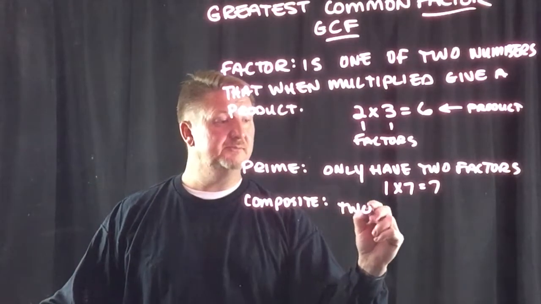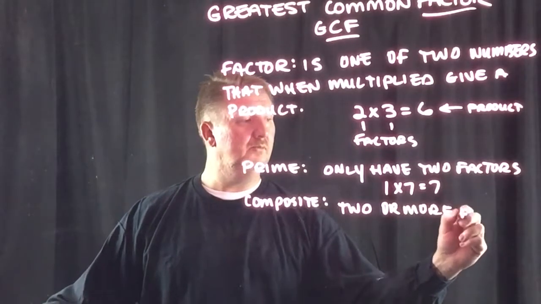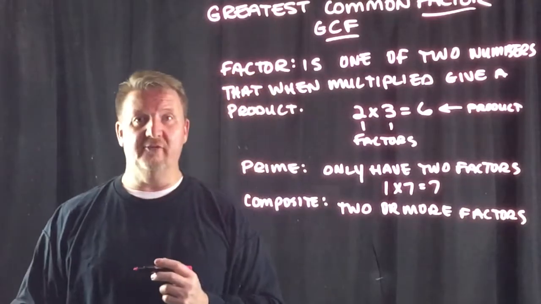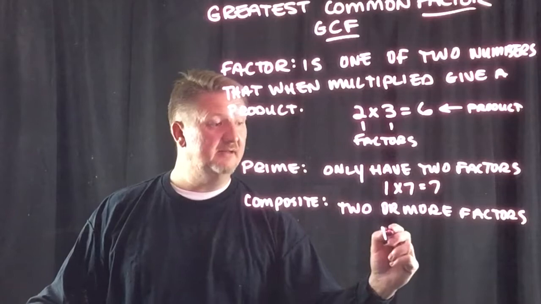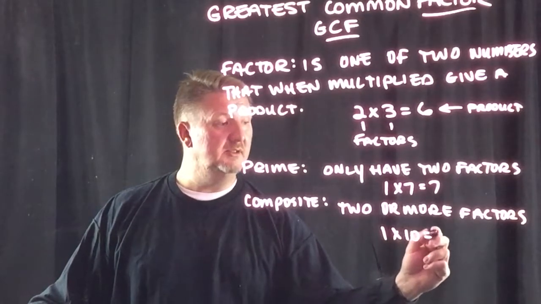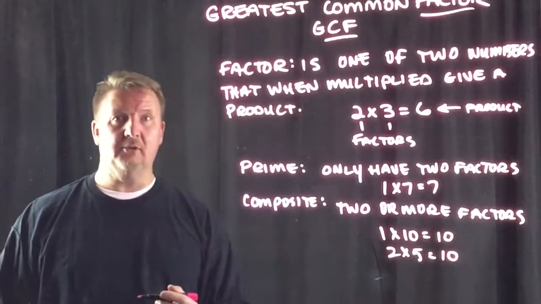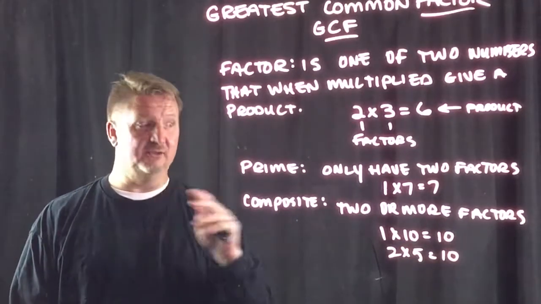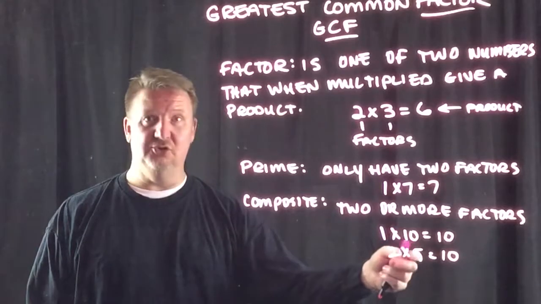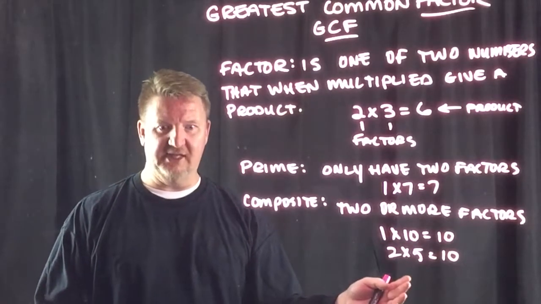Composite numbers have two or more factors. An example of that is 10. 10 has 4 factors: 1 and 10, and 2 and 5. Those are all factors of 10.